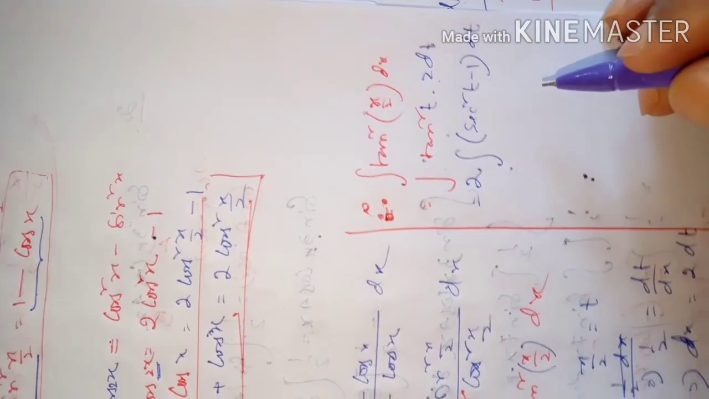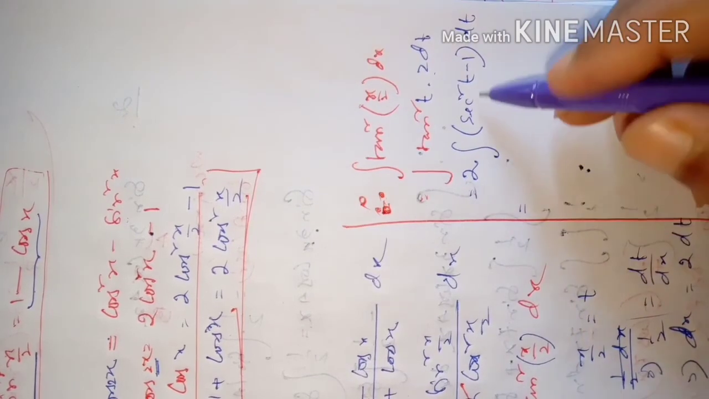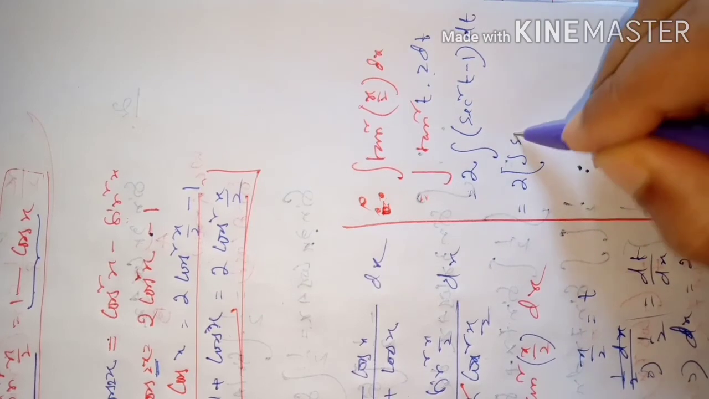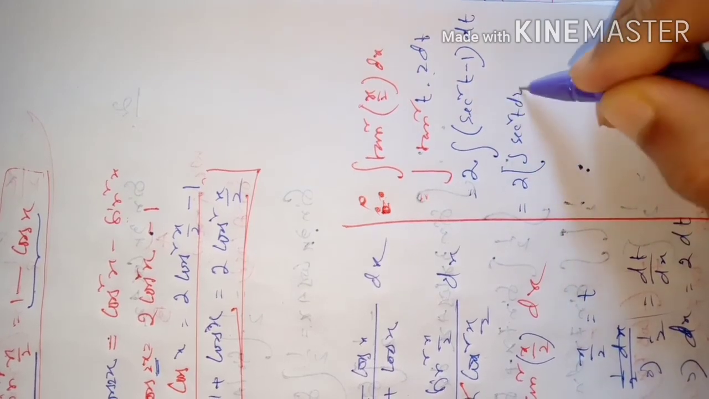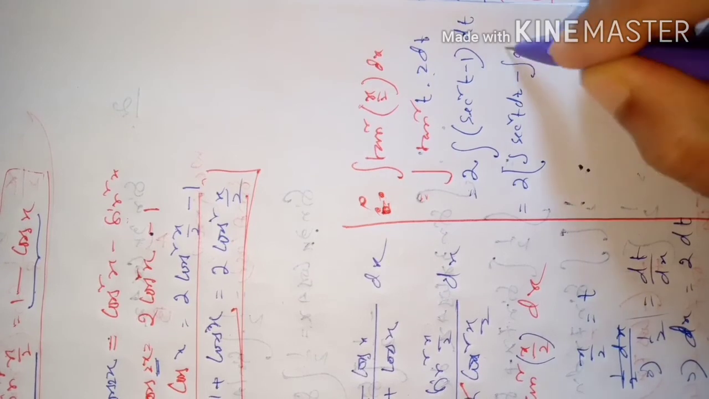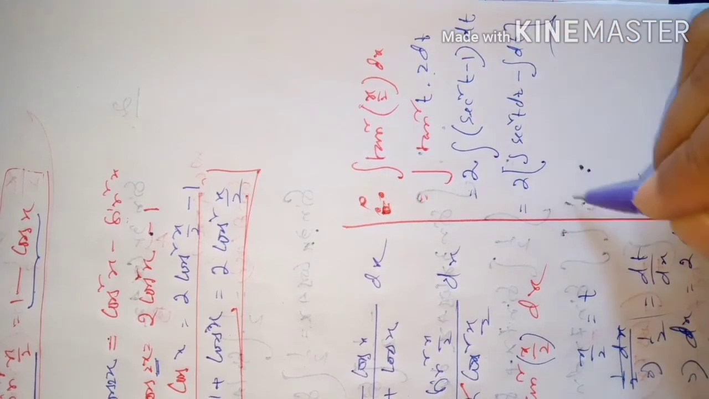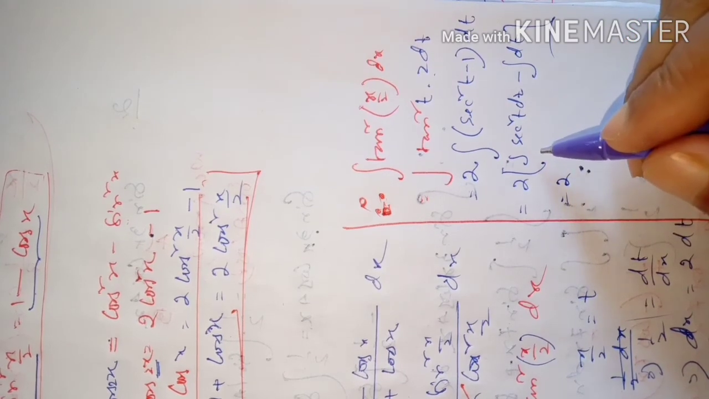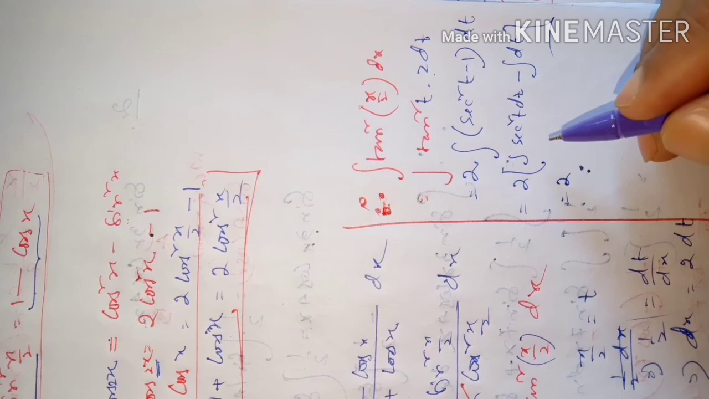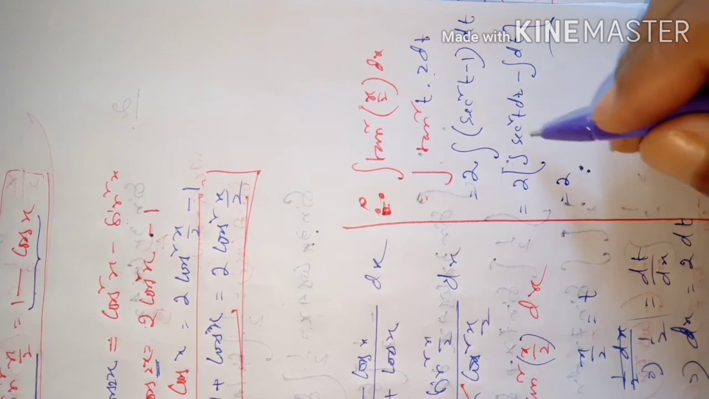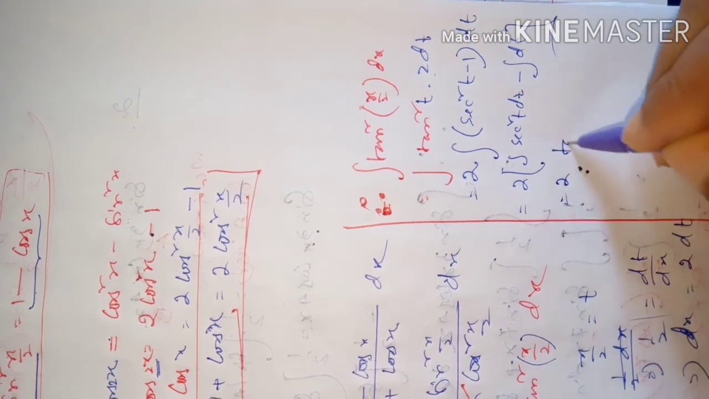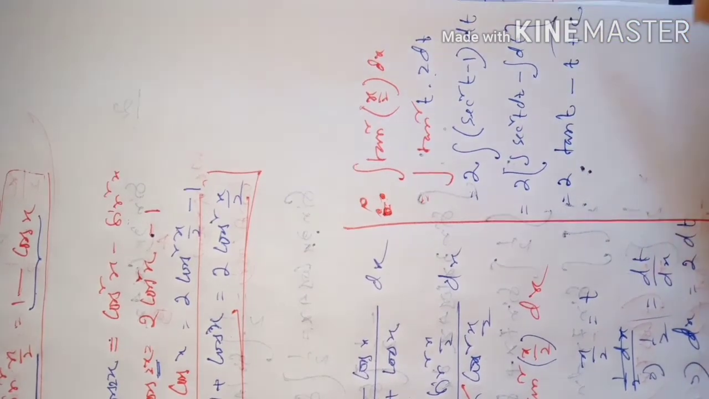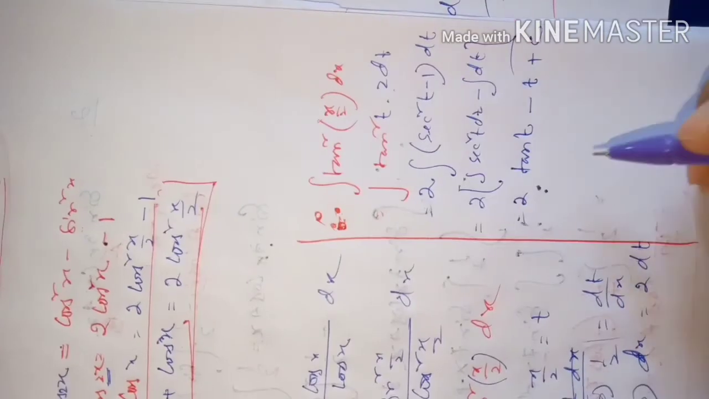Okay, dear students. So now we can take its integration. So 2 times integration of sec square t dt minus integration of dt. 1 into dt is dt. Sec square t is the derivative of tan, so its antiderivative will be tan t. So tan t minus t plus c. So the final thing will be like this.